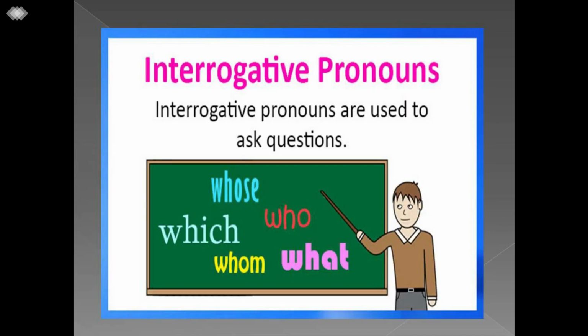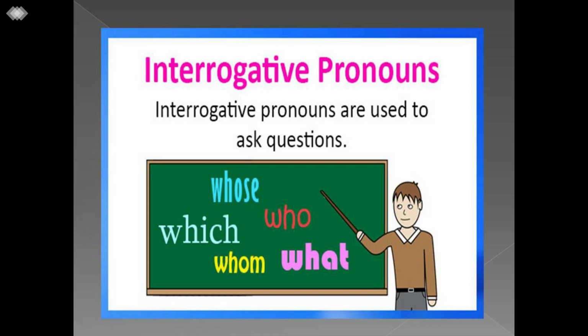Fifth pronoun is interrogative pronouns. Interrogative pronouns are used to ask questions. It can be seen on your screen that the pronouns like who, what, which, whom, and whose are used for asking questions. So pronouns which are used for asking questions are called interrogative pronouns.